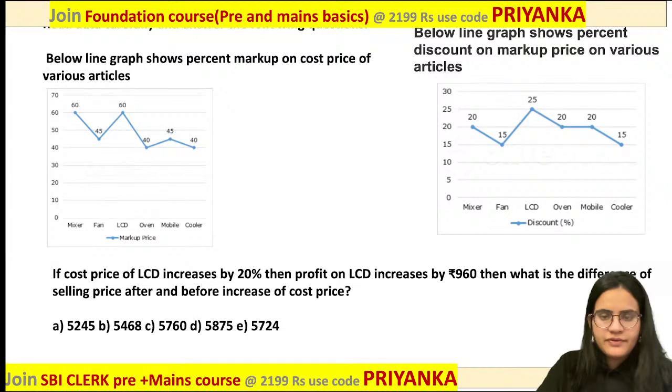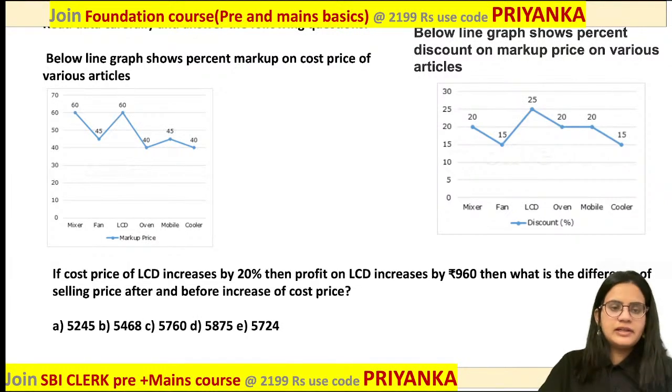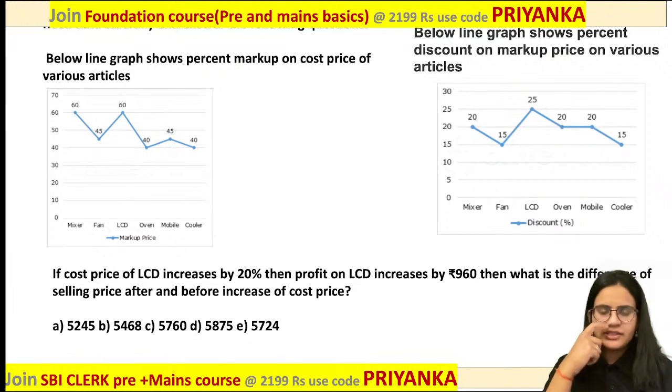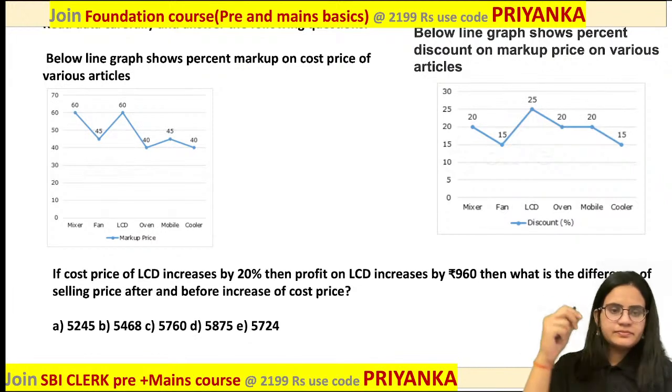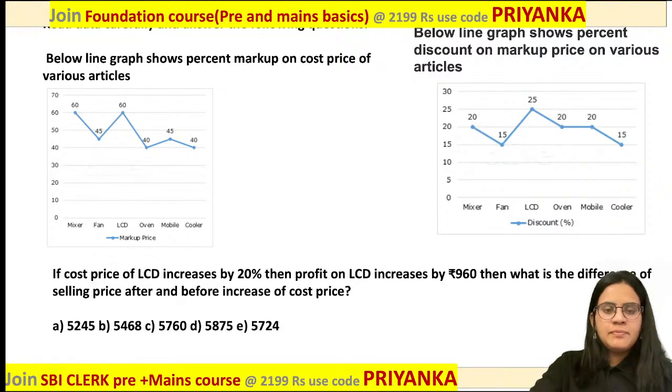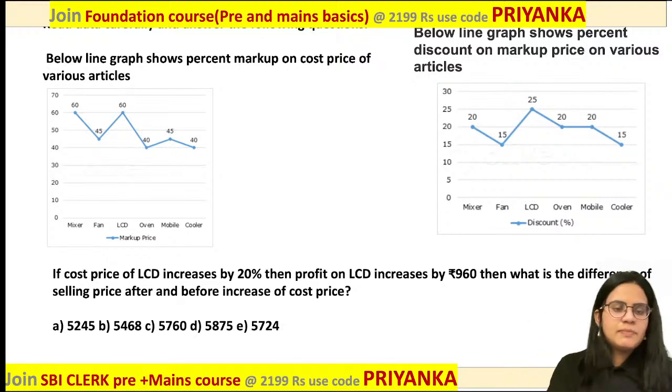Yes, Shravani, Vinith, Hem, you guys are perfectly correct. 540 was the answer over there. Next question is there on your screen. Cost price of LCD is increased by 20%. Profit also increased by 960 over here. What is the difference between selling price after and before increment of the cost price over here?